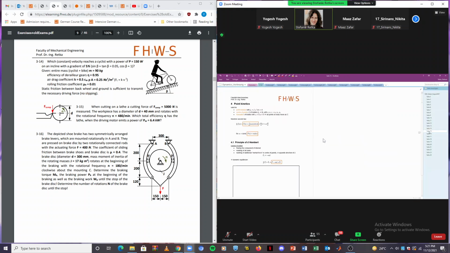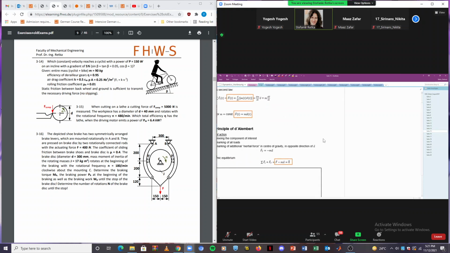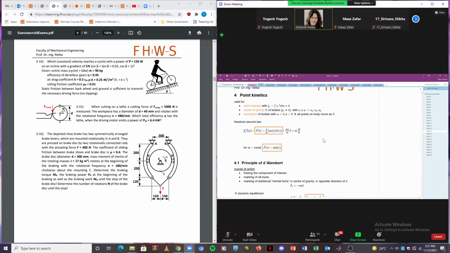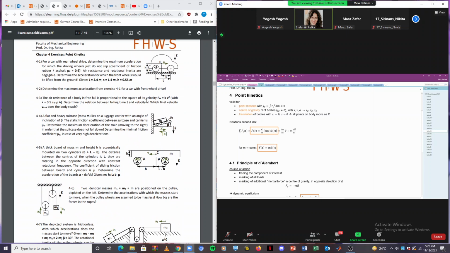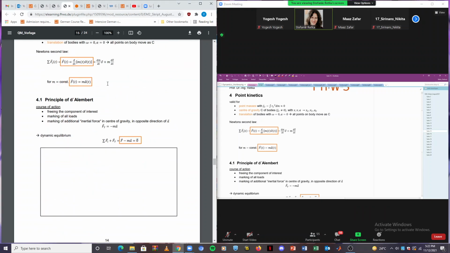Okay, so next chapter, chapter 4. And of course, we will start with the simple case, the point kinetics. And as we already discussed in chapter 1, it's valid for point masses, meaning a mass without any spatial dimensions, or when we describe the center of gravity of a motion, only the center of the gravity, and we concentrate all the mass in the center of gravity, or third situation, if we consider translation of bodies. As long as there's no rotation of an object with spatial dimension, that can be described using the point kinetics approach as well.